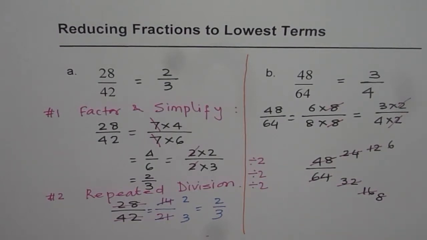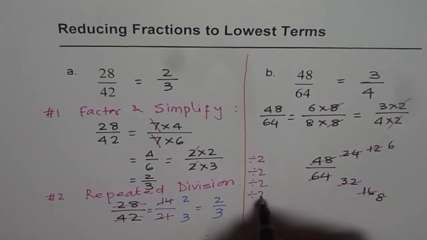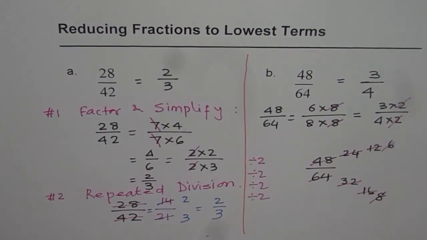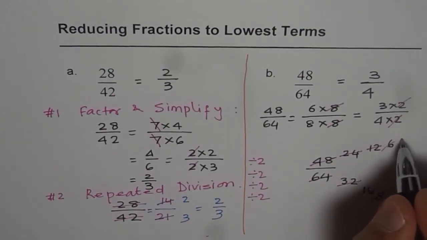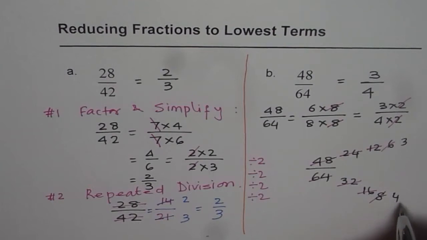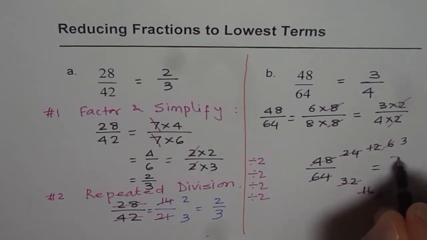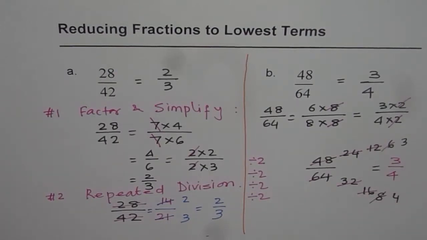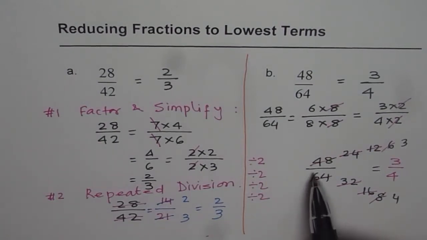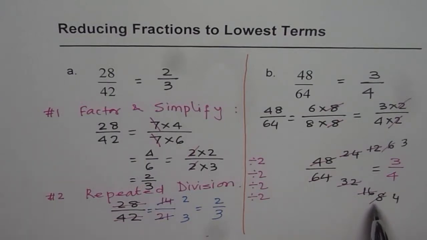Good. Now again, they are even numbers. Let's divide them by 2. So when I divide by 2, half of 6 is 3 and 4. Wow, good job. So we get 3 over 4, the same result, right? So I can write down my result as 3 out of 4. Correct. So we get the same result, but the thing is, in this repeated division, we don't have to think much. We just do it, right?